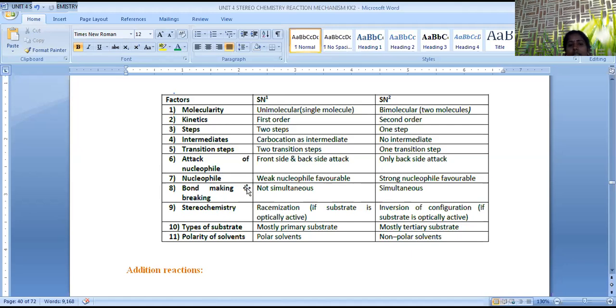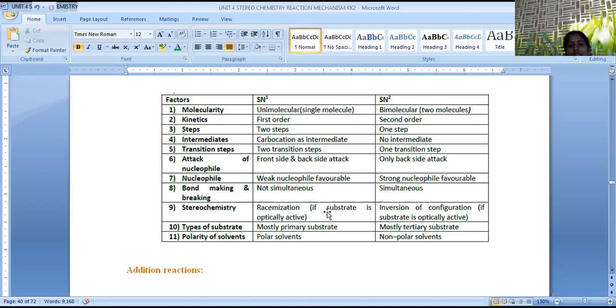Bond making and breaking in SN1 is a non-simultaneous process. In step 1, bond breaking is possible. In step 2, bond making is possible. SN2 reaction is simultaneous. Making and breaking of the bonds are possible in the single step in a concerted manner.